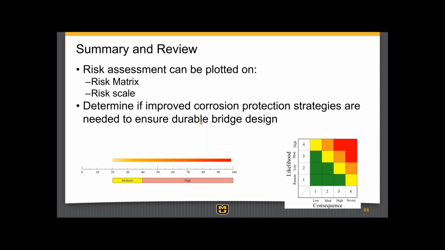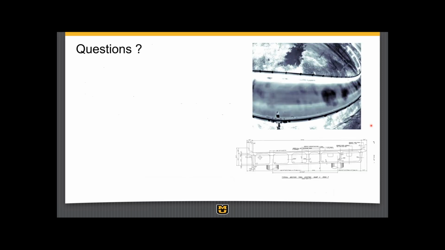So we're using a risk scale essentially to score that in the end. You can also use a matrix if that's your preferred method. The matrix only has 16 options in it, whereas the number line is kind of continuous, so the number line can be easier to work with sometimes. If you're in the moderate and high area, you want to improve the corrosion protection strategy for your bridges overall. That's essentially what the outcome of it is.